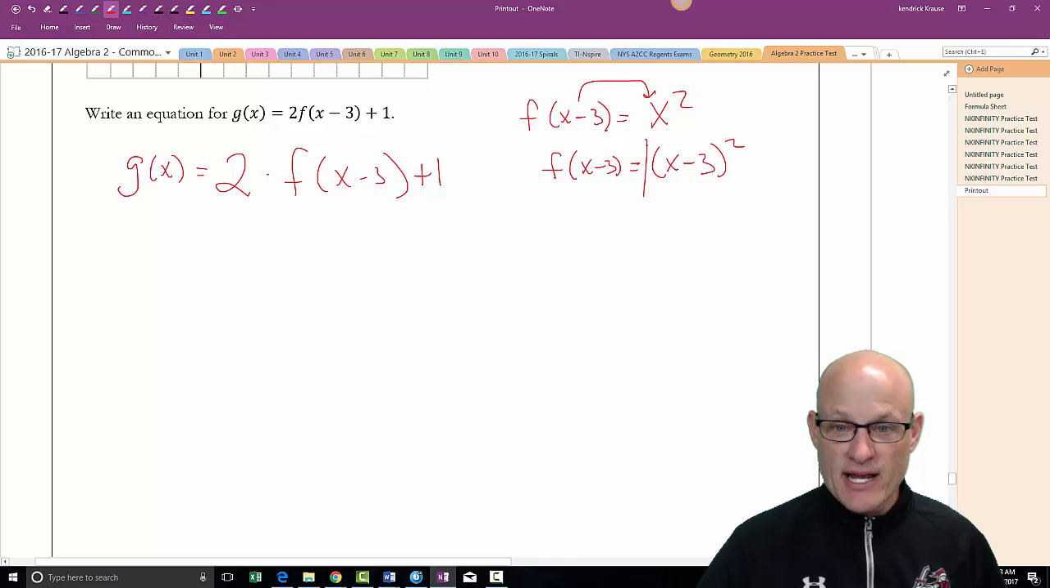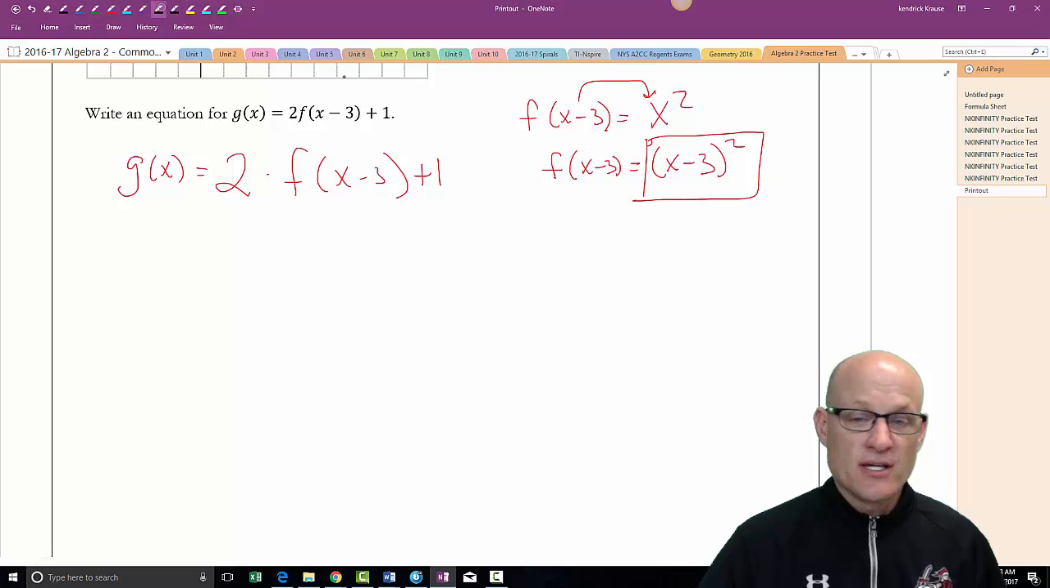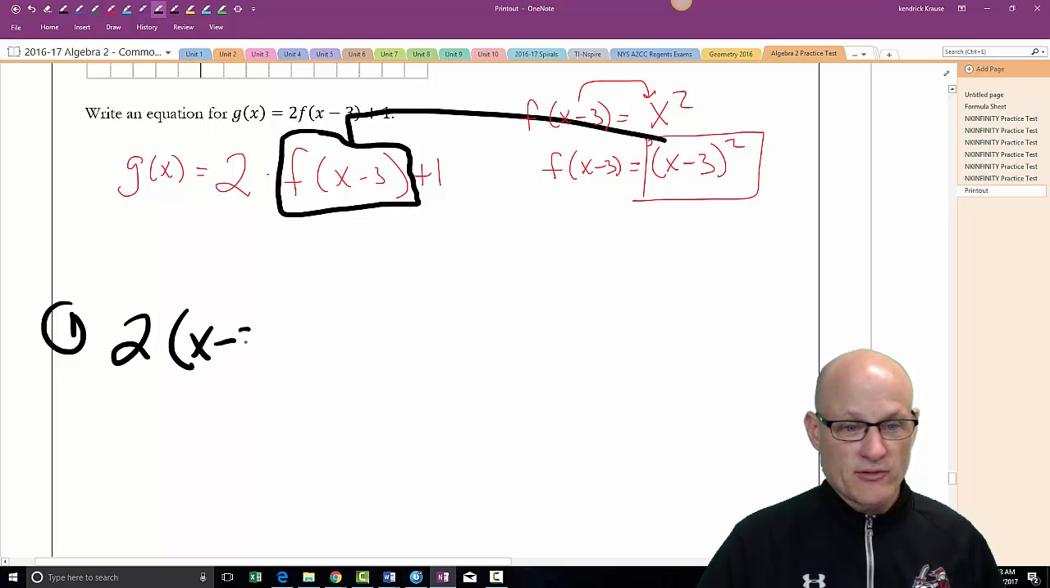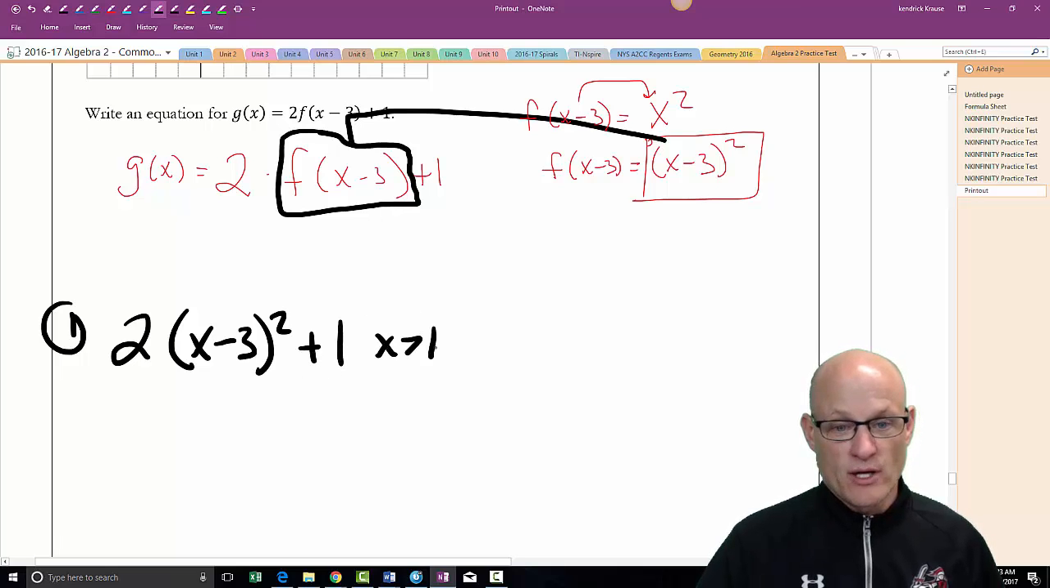This is really f of x minus 3. So if I take this and plug it in here, the first part, part 1, is going to be 2 times x minus 3 squared plus 1. That was the easy part. And this is for x is greater than 1.